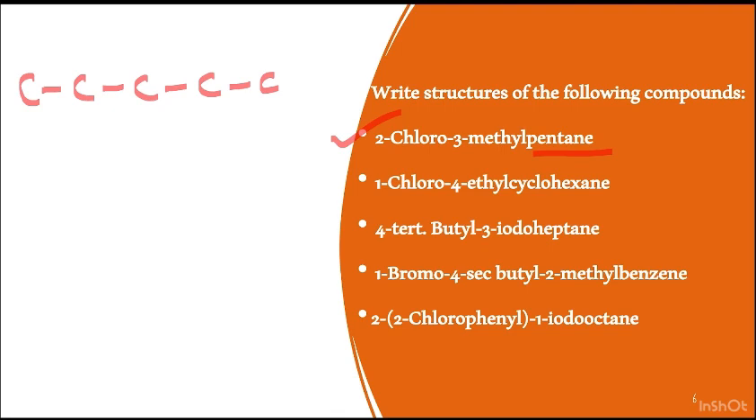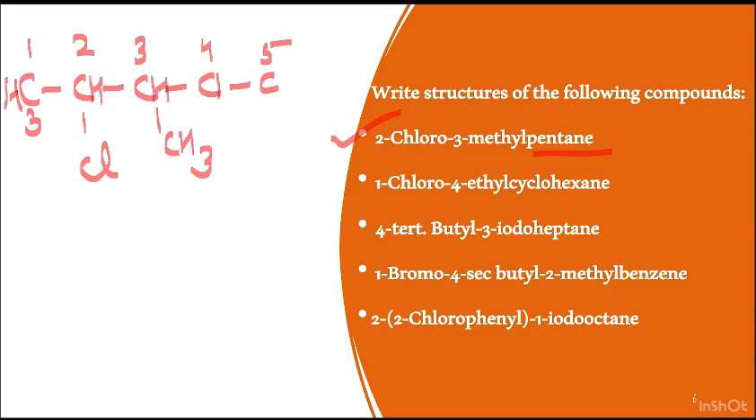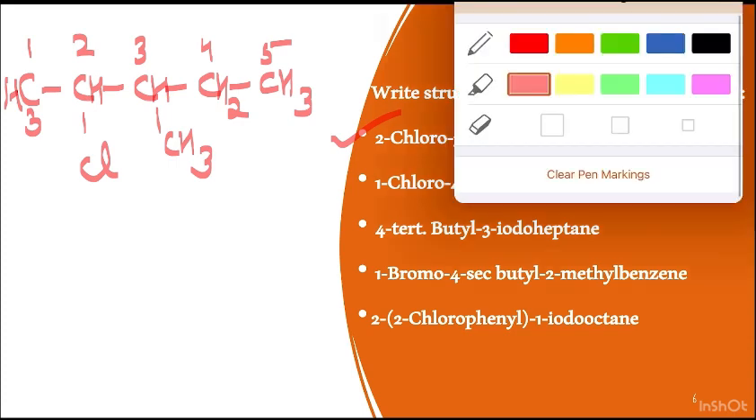So if I number from here 1, 2, 3, 4, 5. On the second carbon put chloro, it is 2-chloro. On the third carbon put methyl, it is 3-methyl in the name. And then complete the 4 bonds of each carbon by putting hydrogens. 3, 1, 1, 2 and again 3. So this is the structure for the first compound asked in the question. Let's try with the second one.